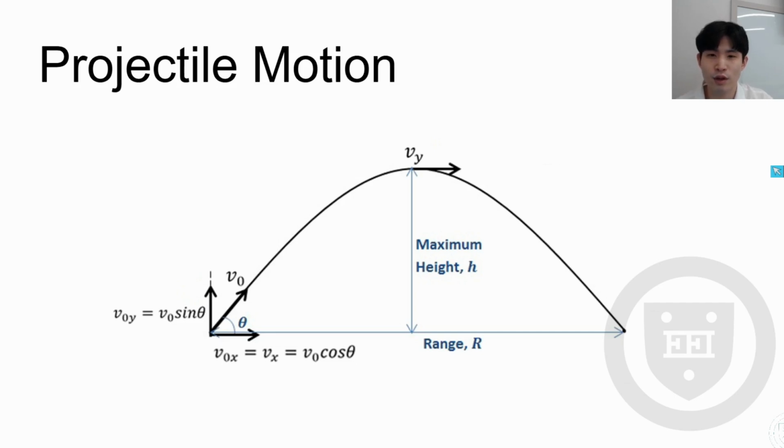Today's class is about projectile motion. Projectile motion is a 2D kinematic problem where an object is launched at a certain angle, which is theta here. The object's initial velocity, which is v0, can be divided into two components, which are vertical and horizontal.